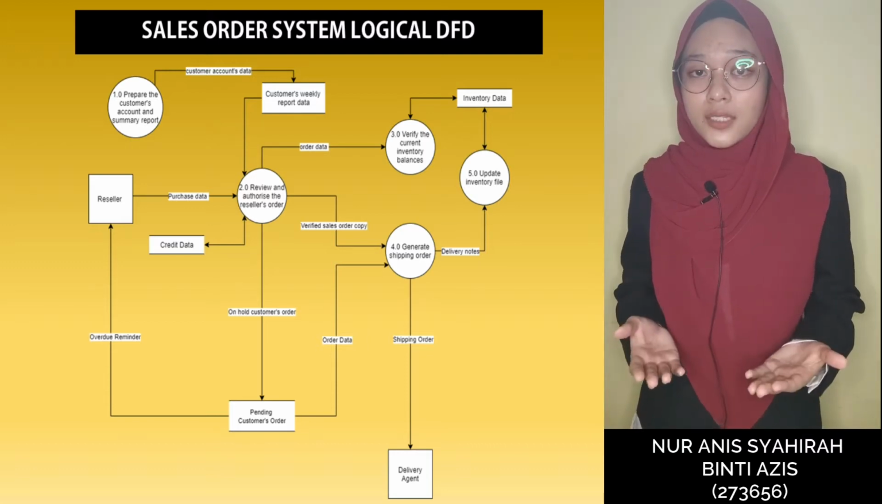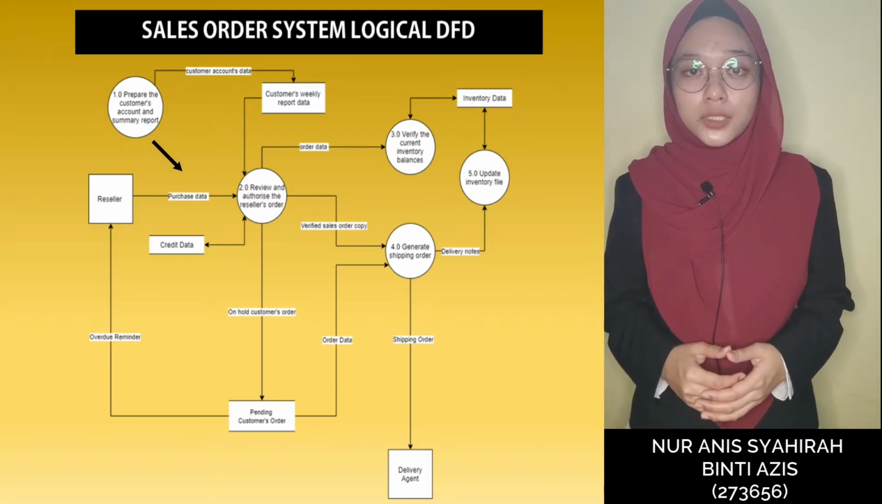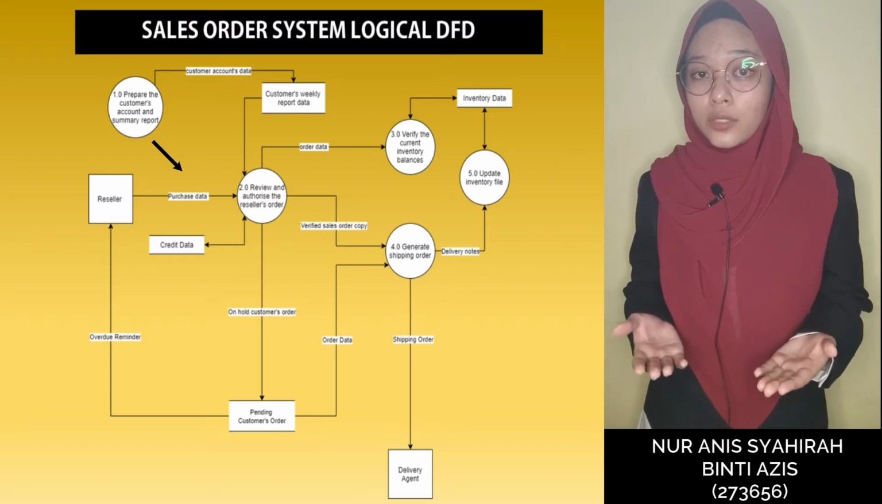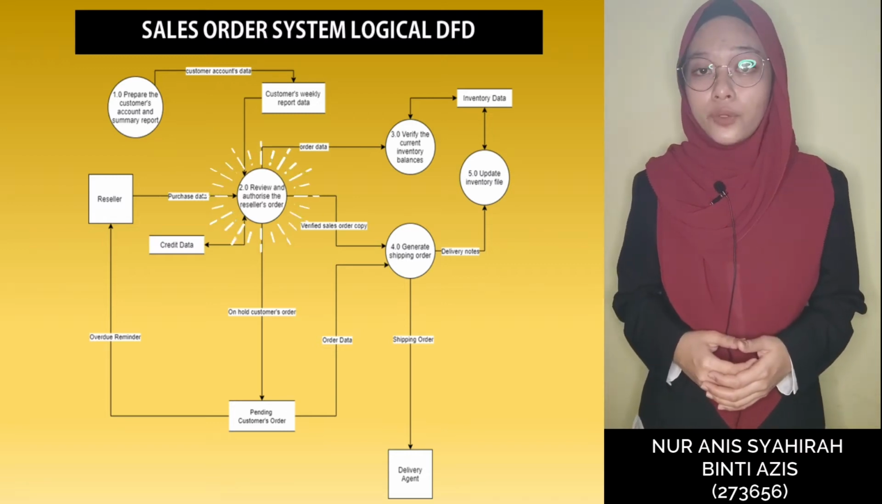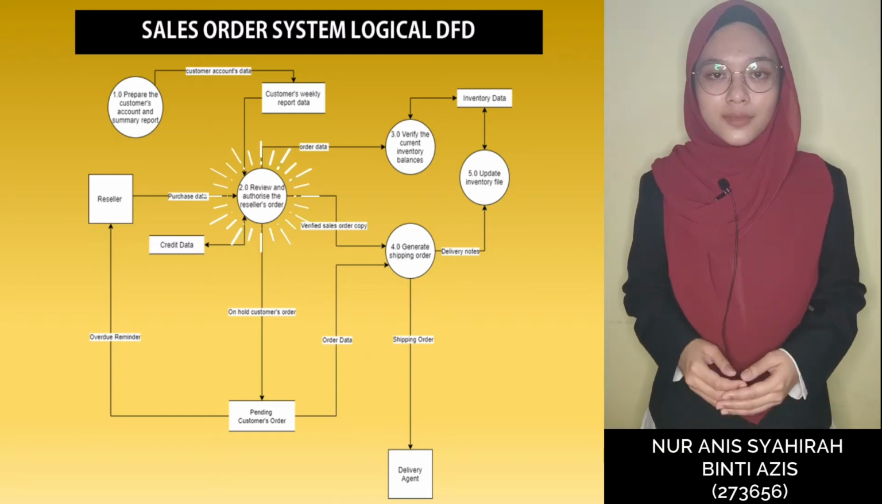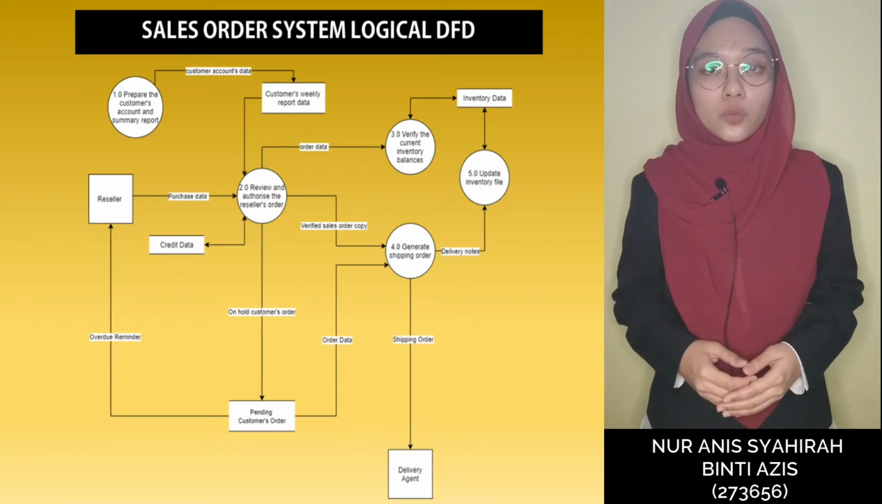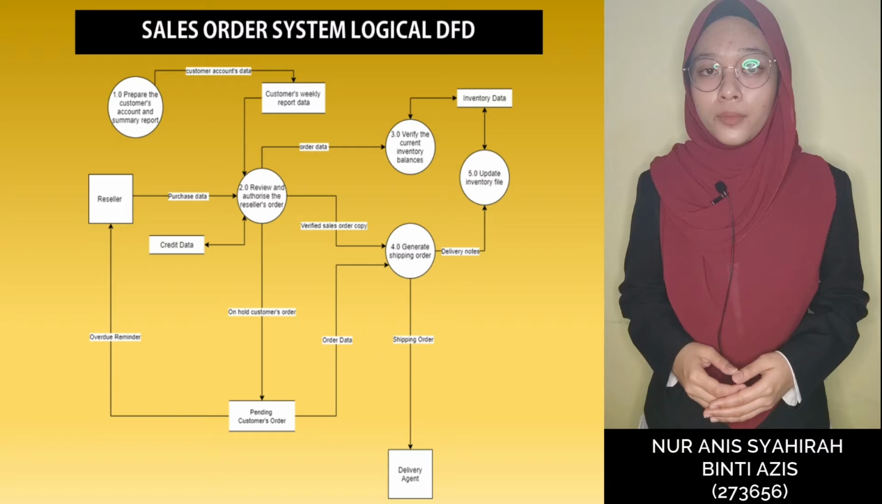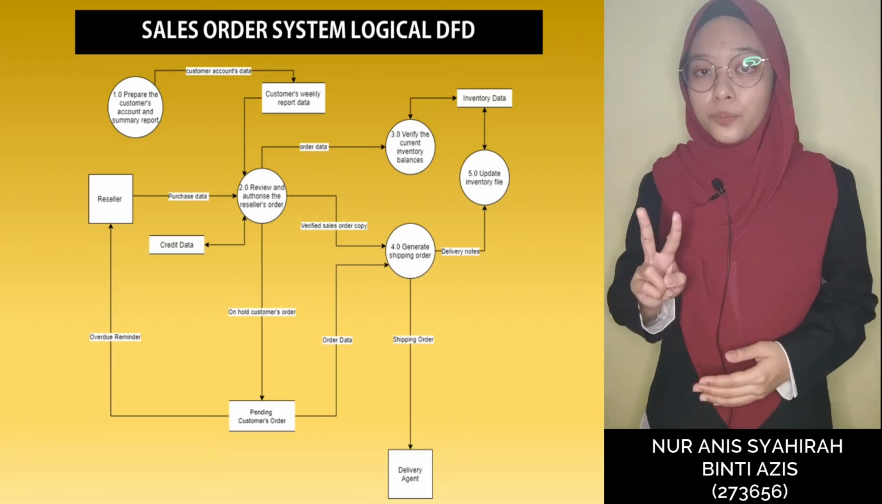The process starts when the reseller emails the purchase order. After receiving the order, the internal entities will review and authorize the data, which happens in process number 2. All the order details will be transformed to a sales order form and will be printed in 2 copies.